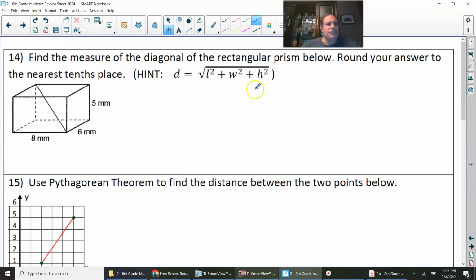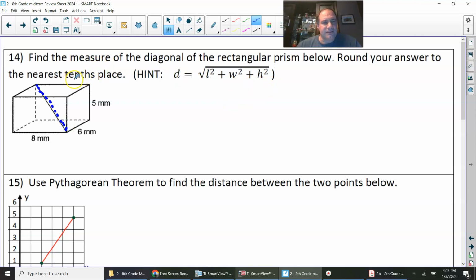All right. So we are giving you this on the review sheet, but we are not going to give this to you on the test. They don't give it to you on the state exam, but this is kind of like what you'll see. They want the measure of the diagonal of the rectangular prism. This is called a rectangular prism. The diagonal is this piece right here. So they want this length.